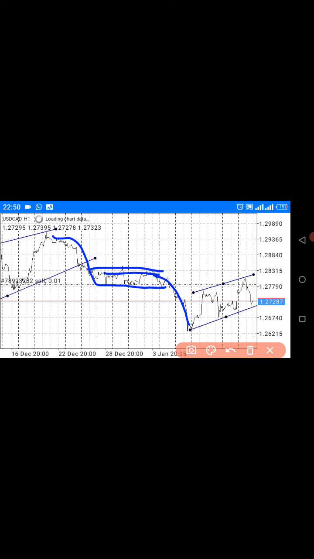In one of my videos that I uploaded on my channel, I told you that flag is an 80% continuation pattern. If you see a movement like this, you see a flag like this, it's 80% a continuation pattern. So anytime you see a flag, it is 80% a continuation pattern.